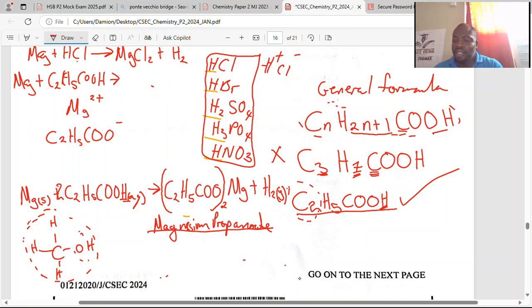They would have said, draw the fully displayed structural formula of one isomer of A and name the isomer. So isomer of A, remember A would have been the butene. So they would have asked you for an isomer of A. So technically they want an isomer of this.